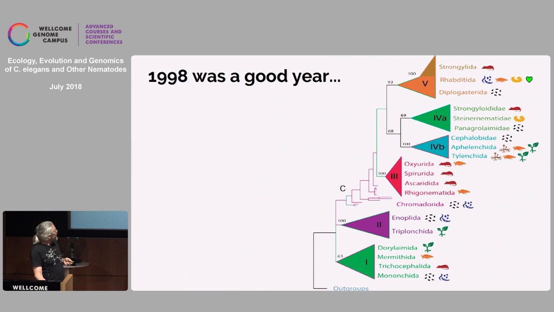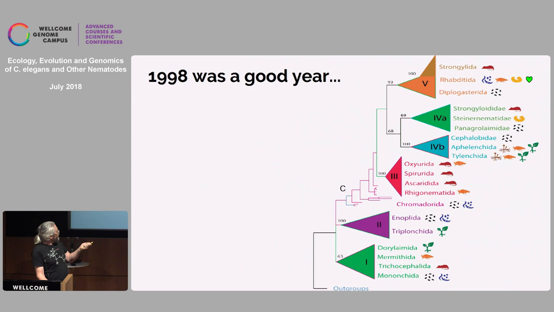That produced this tree. C. elegans is up here. So whenever I put C. elegans on a slide, because I'm talking about lots of species, I put a little green heart. So you can all play where's the worm on my slides and see if you can find the C. elegans. C. elegans is part of the rhabditida, which is up here in clade 5. This is clade 4, 3, 2, and 1.